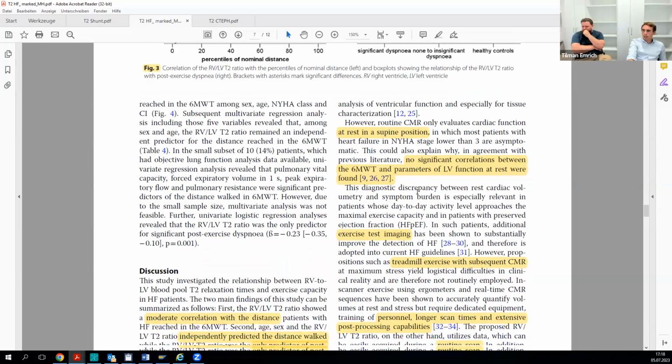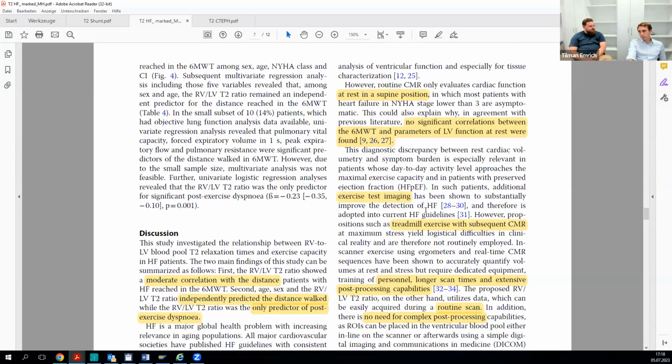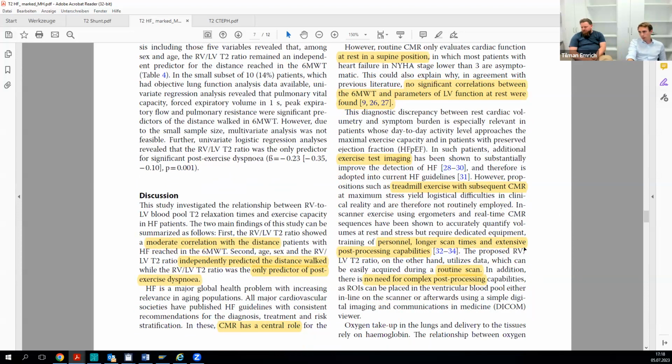We're able to predict exercise capacity from the resting state supine CMR, which is quite interesting because usually for functional assessment you'd need stuff like treadmill exercises, which then require you to set up a whole new exercise test imaging department, basically, because that is something that requires preparation and more post-processing capabilities as well.